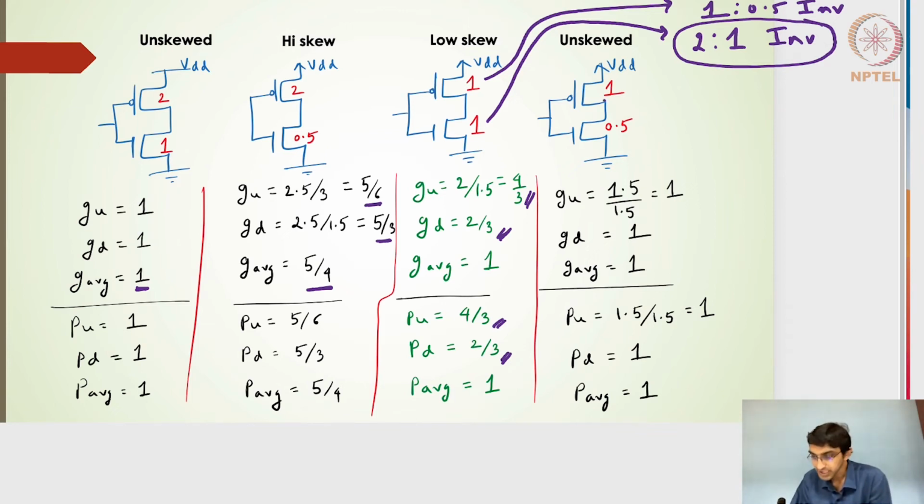Unskewed inverter, one more unskewed inverter, 1:0.5. It is still called an unskewed inverter because the betas of the PMOS and NMOS remain the same. And it will be very, very similar. So 1:0.5, the benchmark inverter for both of them will be a 1:0.5 inverter. So its GU value, GD value and G average value will stay at 1, and PU, PD and P average value will stay at 1. Again, hope this is clear.